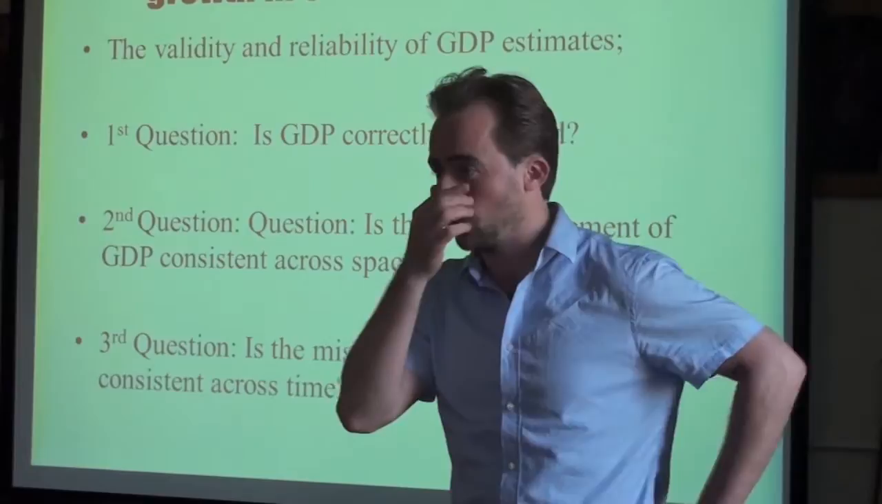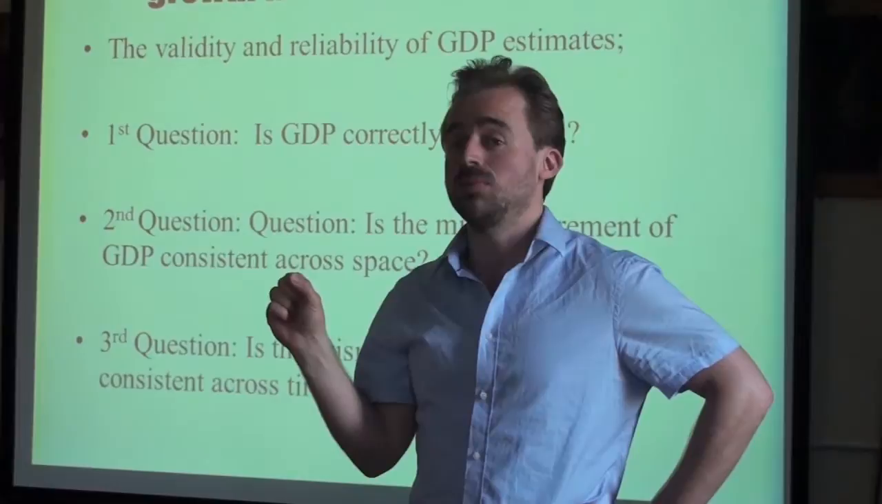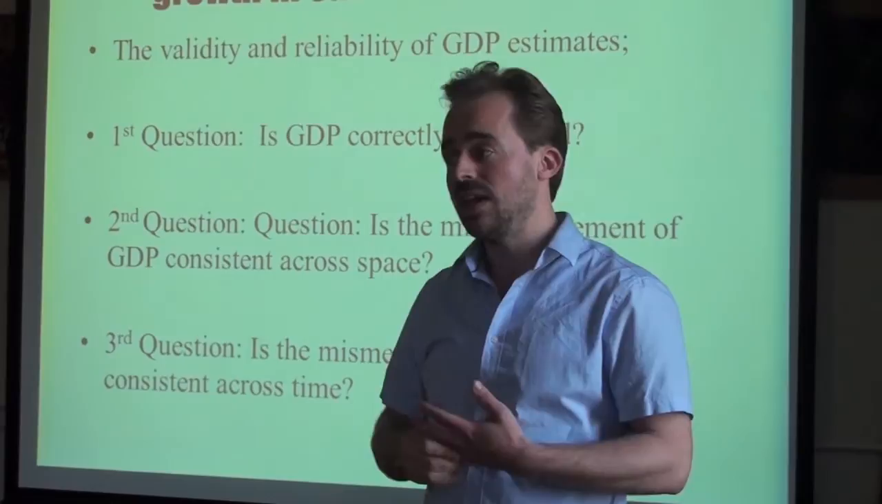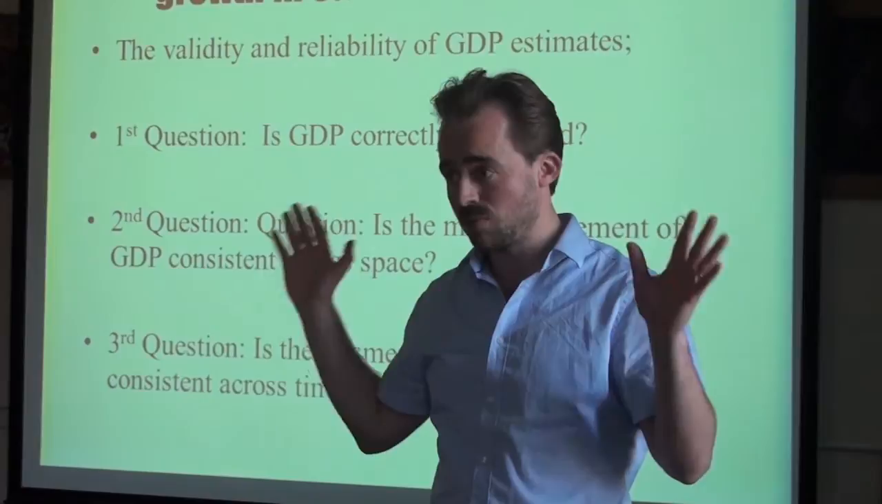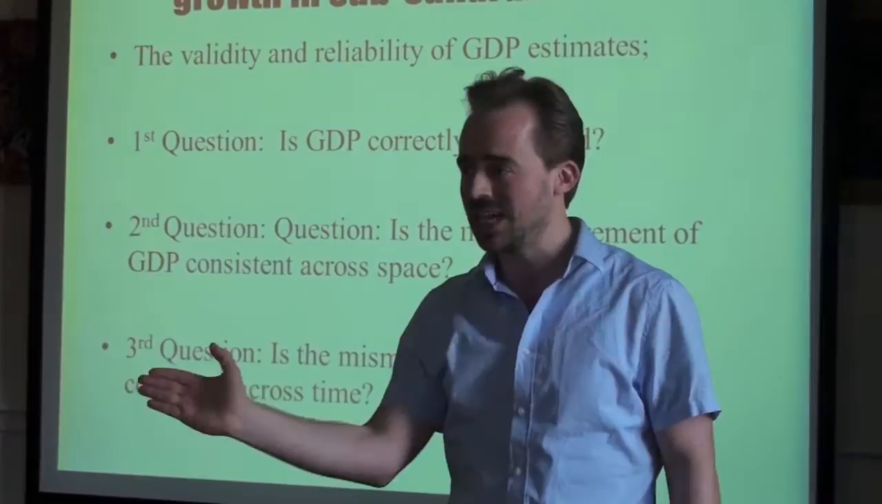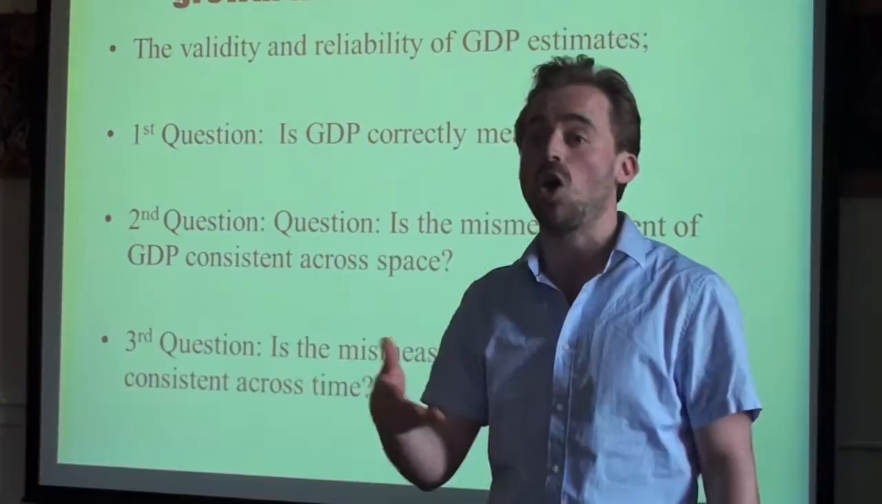One is, is the mismeasurement consistent across time and across space? And this is important if you think about GDP as a scale where you are interested in measuring your own weight. If you are on a particular diet, you might have one of those bathroom scales at home, and we all know those scales are wrong. Back in the days before these fantastic new digital ones, it would always be off by 3 or 4 pounds. But that's not a problem, because it would be off by exactly the same amount each day.